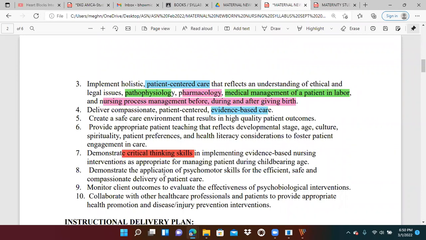Demonstrate application of psychomotor skill for the efficient, safe, and compassionate delivery of patient care. Monitor the client outcome to evaluate the effectiveness of psychobiological intervention. Collaborate with other healthcare professionals and the patient to provide appropriate health promotion, disease and injury prevention, and intervention.